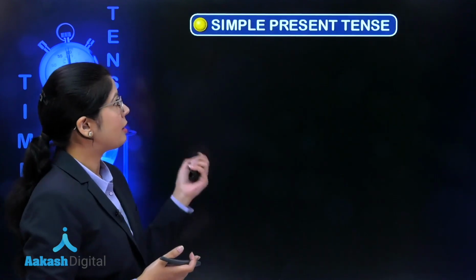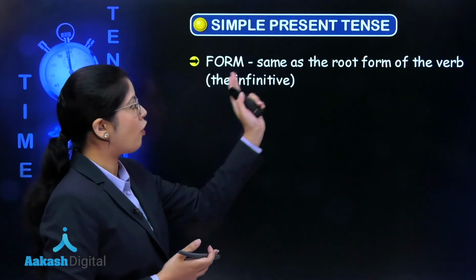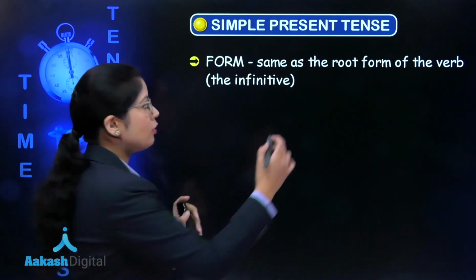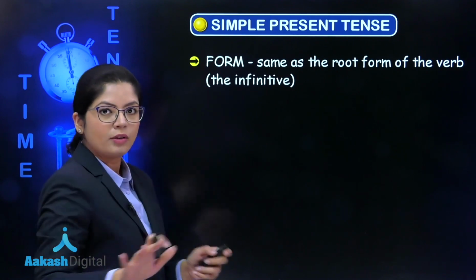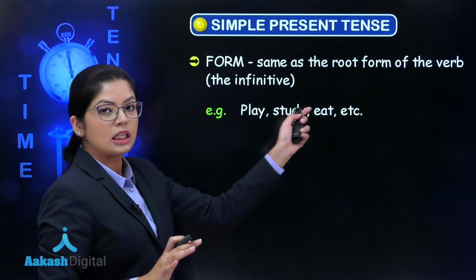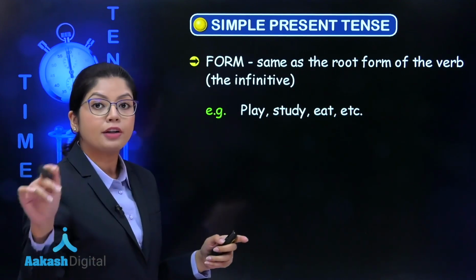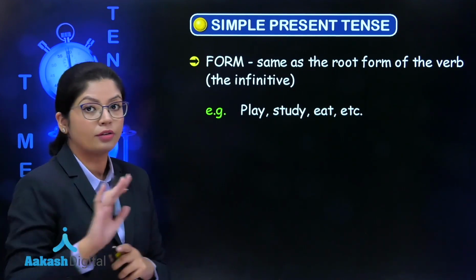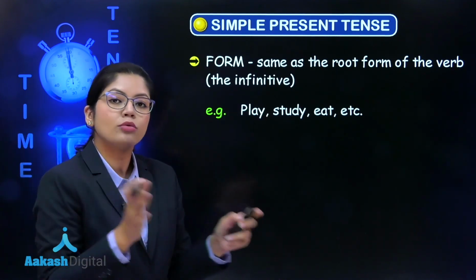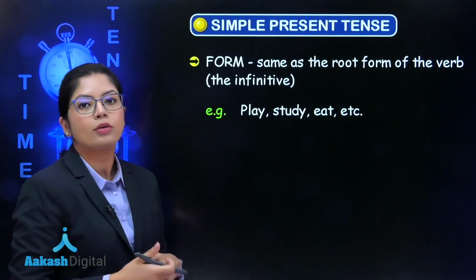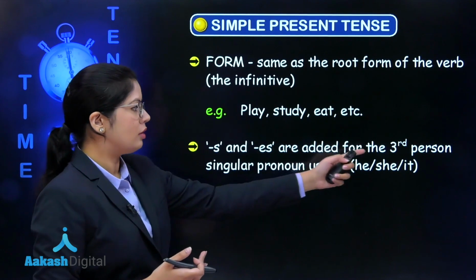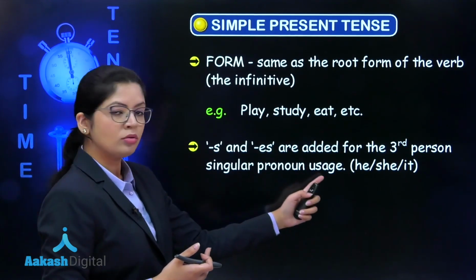Now we can easily jump to how to use simple present tense in a variety of sentences. Firstly, remember that simple present tense as a form has the same form as the root form of the verb. Now the root form is the infinitive form. This we have established clearly. Secondly, look at the examples. Play, study, eat. You are not using to in front of them, because then it becomes a to-infinitive. That is not allowed. We are using the verb form without to, just as the bare form of the verb. Now, S and ES are added for the third person singular pronoun usage.